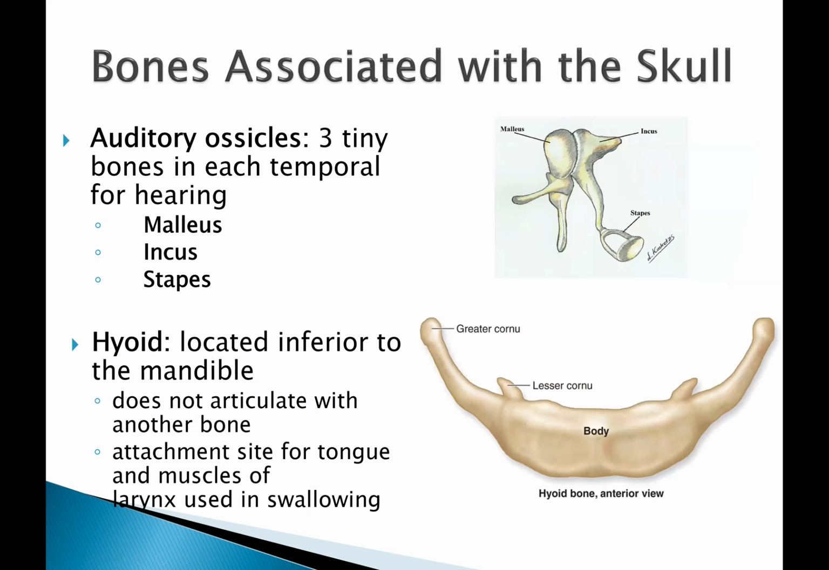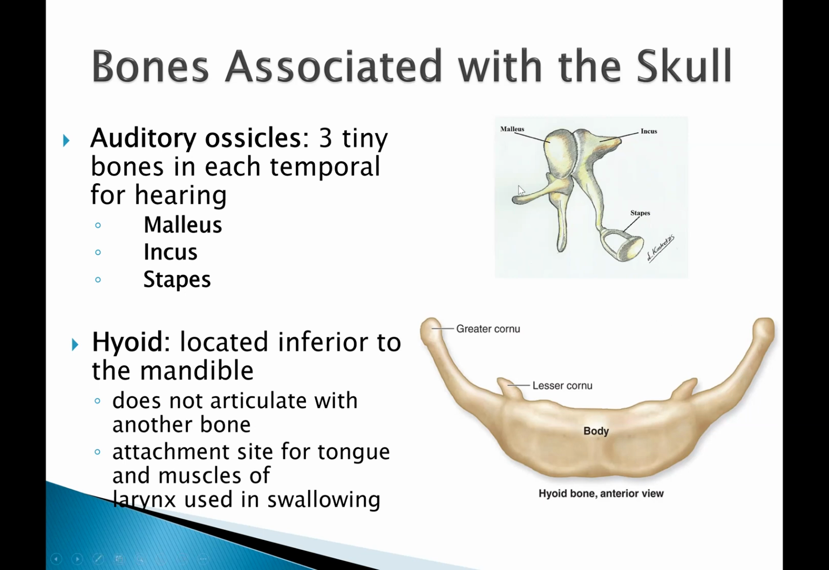All right, now there are 3 bones associated with the skull that are not technically skull bones. Actually, four. They're not technically skull bones, okay? They're just associated with the skull. There are three auditory bones, or auditory ossicles. These are in your temporal bone. They help with hearing. This is known as the malleus, the incus, and the stapes. So this is the hammer, the anvil, and the stirrup, right?